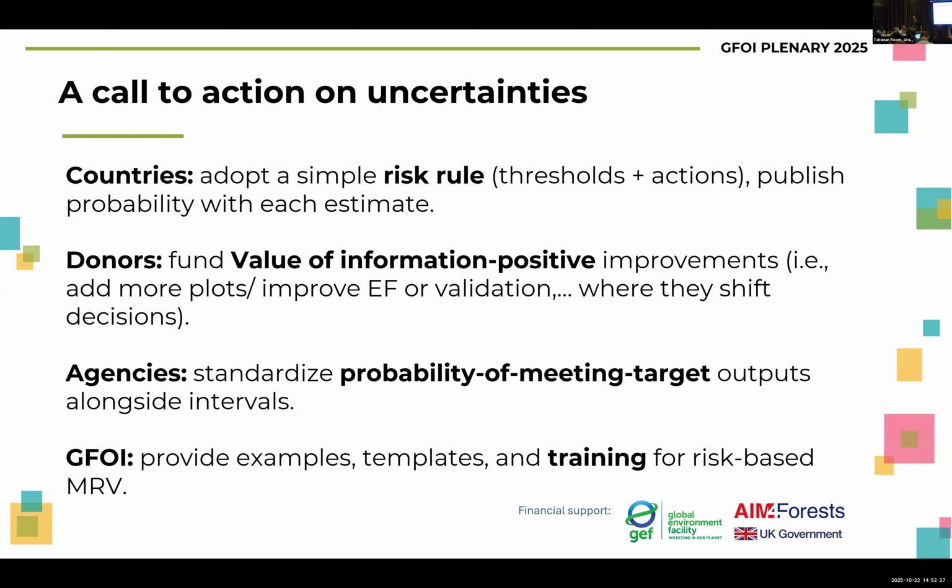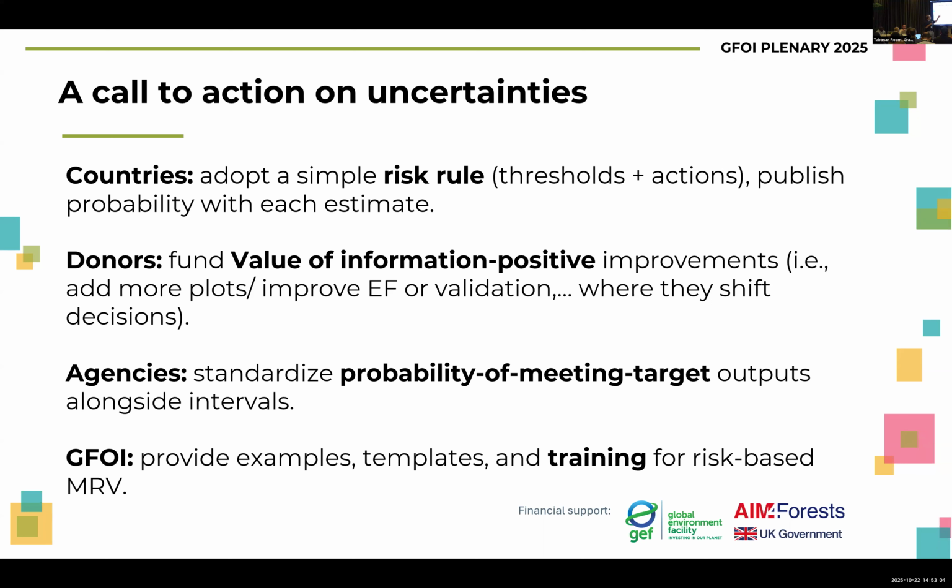Then finally, this is the last slide. There is a call to action on uncertainties that I want to make to countries. A possible recommendation would be to adopt a simple risk rule, these target thresholds, plus possible actions, and potentially publish probabilities for each estimate. For donors, please try to fund value-of-information-positive improvements. Value of information is one of these elements that we have been talking about.